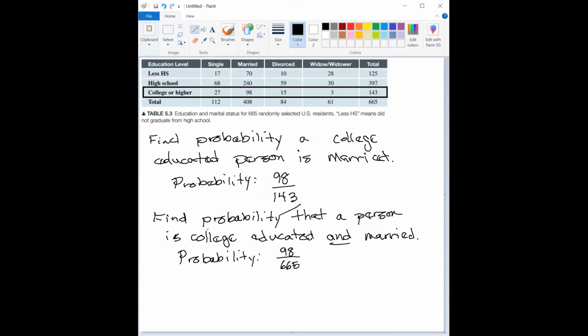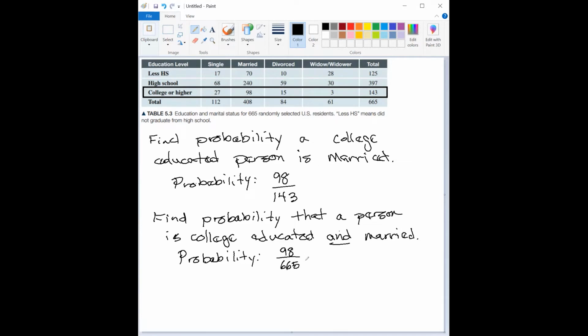Okay, so the difference between these is that the condition restricts the table to just a subset of it, just part of it. And so when that happens, your event space, to use the terms that I used in the last video, is going to be 98. And then your sample space, your total sample, is just going to be the college educated people. So that's 143. Meanwhile, if you want to find college educated and married, then your event space is still that 98, but the sample space is now 665.